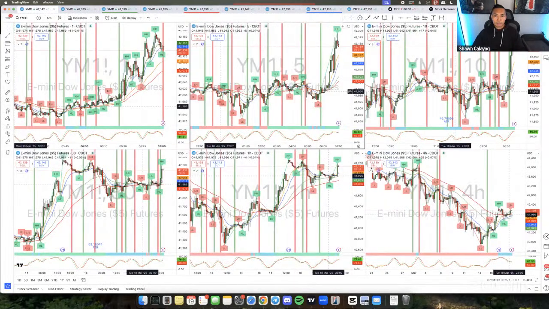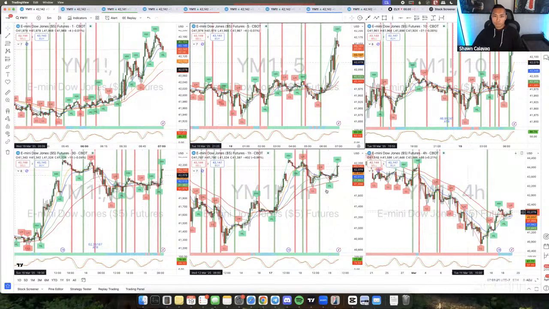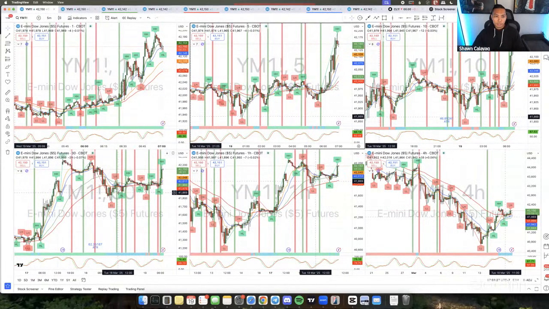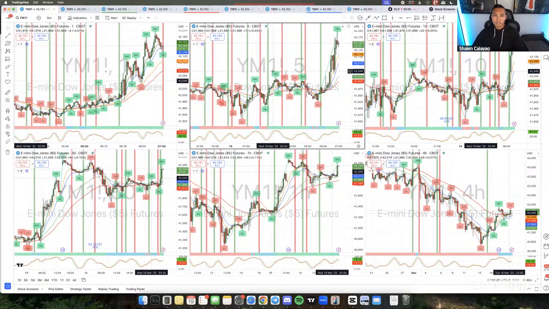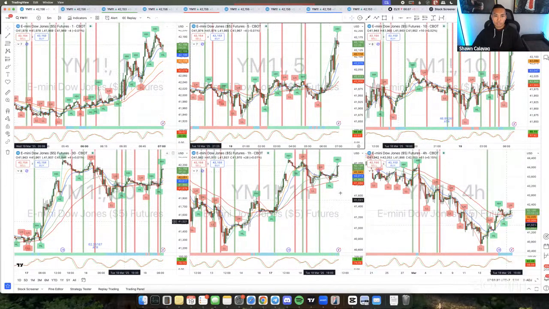Looking over here at the overall trend bias. So the 4 hour over here is still neutral. 1 hour is bullish. 30-minute is bullish. 10 minutes bullish. 5 minutes bullish. And the 1 minute is bullish. So overall here, it kind of looks pretty bullish with regard to the trend bias.